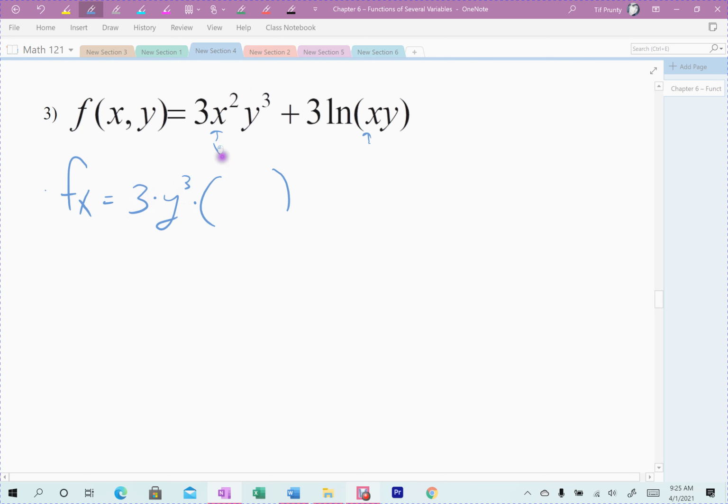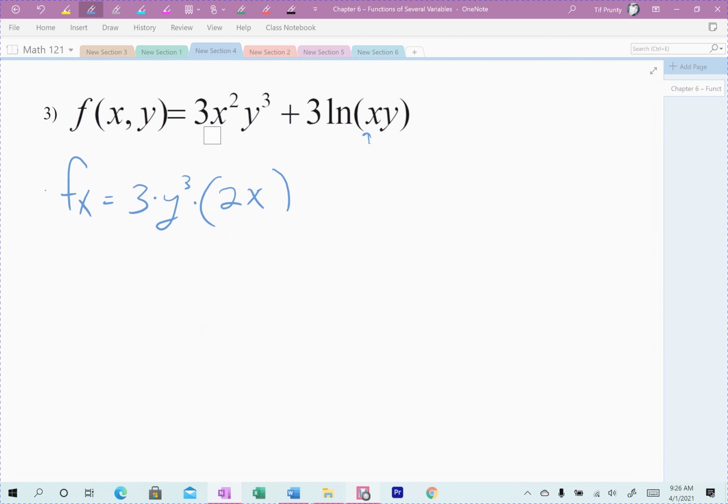The part I'm taking the derivative of is the x part. So again, the 3 and the y cubed are constant multipliers that come along. I take the derivative of x squared with respect to x, because x is the variable that's changing. Well, x squared is a 2x. That's how x squared changes when x changes. Alright, so there's the first piece. And I'll rewrite it and multiply it out when I write it out next.